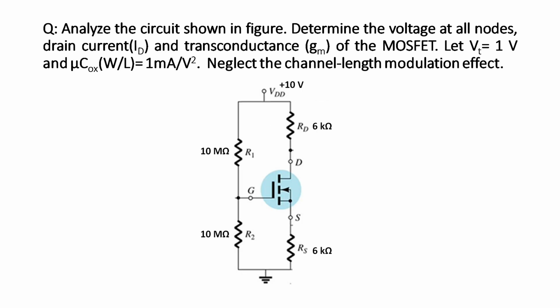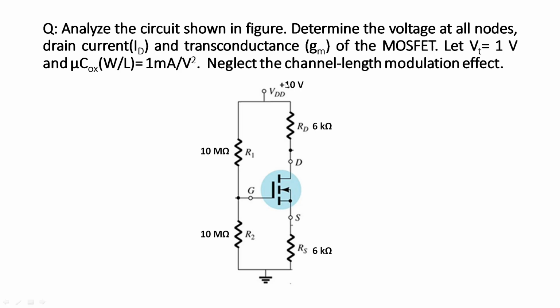Let's start. The first numerical is: analyze the circuit shown in the figure, determine the voltage at all nodes, drain current and transconductance of the MOSFET. The threshold voltage is given as 1 volt and mu Cox W by L is given as 1 milliampere per volt square, and neglect the channel length modulation effect.